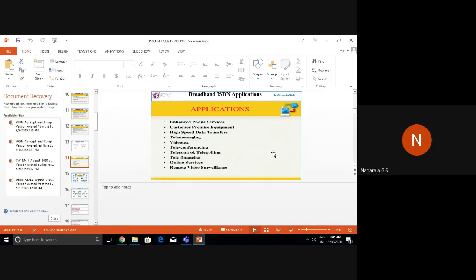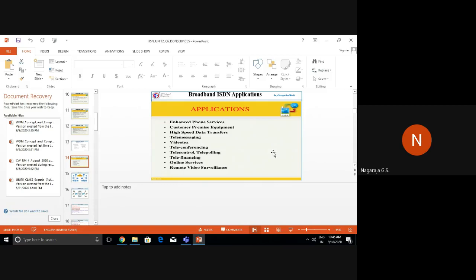Online services, distributive, sir. It need not be instantaneous. You just do something, and later you are going to get it accordingly, correct? Remote video surveillance. Distributive, sir, because you are storing all of it in a repository. Later, you can use it based on your requirement, correct? That's possible.